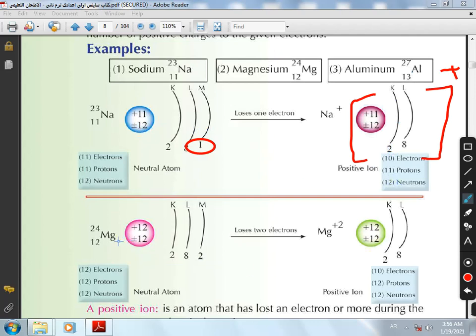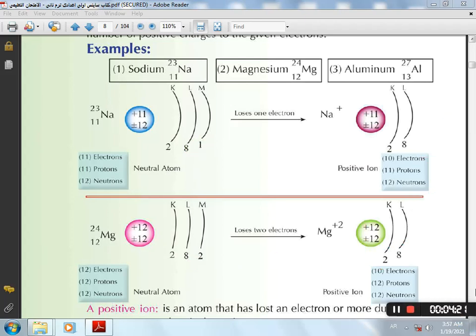Another example, magnesium 12 24, the electronic configuration of it 2 8 2. It can lose 2 electrons during the chemical reaction and it changes into a positive ion having 2 positive charges. Okay, we have 2 positive charges because it loses just 2 electrons during the chemical reactions.